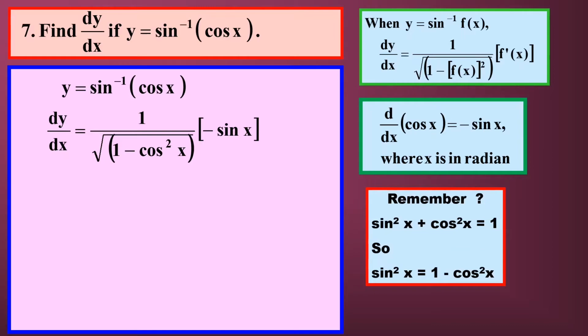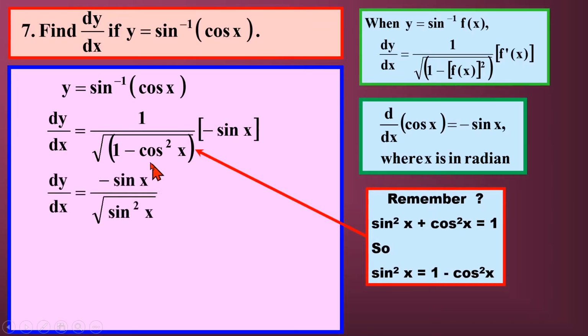Next, I'm going to consider this identity formula because I need to transform the one in the bracket into sine squared x. What will happen now is the whole thing here is going to change to sine squared x. So the square root of sine squared x, I will get sine x. I can finalize my answer by getting negative 1.